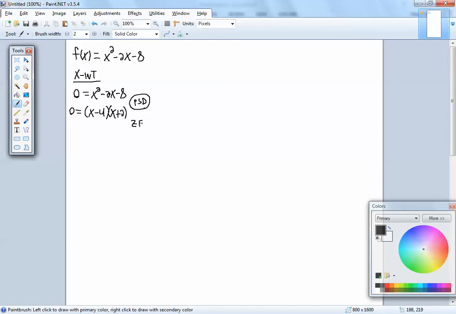Now the zero factor property. Zero factor property says you get 0 on one side, you factor the other side, you set each factor equal to 0. So I'll set x minus 4 equal to 0, and I'll set x plus 2 equal to 0, which gives us x equals 4 and x equals negative 2. So our x-intercepts would be (4, 0) and (negative 2, 0).